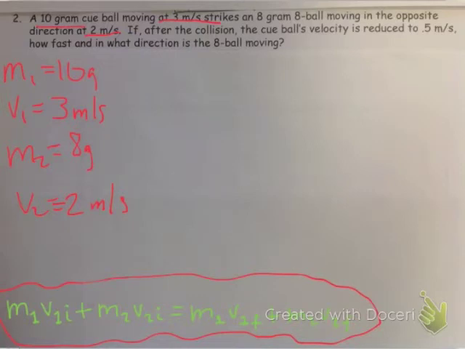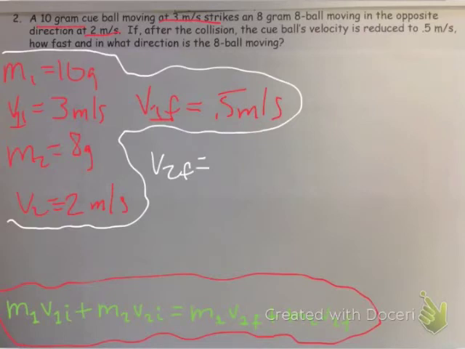It's reduced to 0.5, so that's going to be our final velocity for the cue ball. And the cue ball was our mass 1 object. So V1 final. Again, make sure that we're writing which one is which. V1 initial, V1 final is equal to 0.5 meters per second. So it says how fast and in what direction is the 8-ball moving. We're just going to go ahead and plug these in.